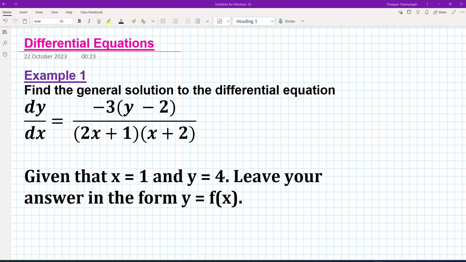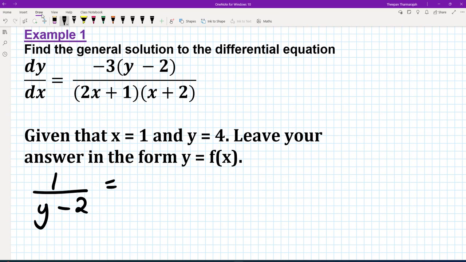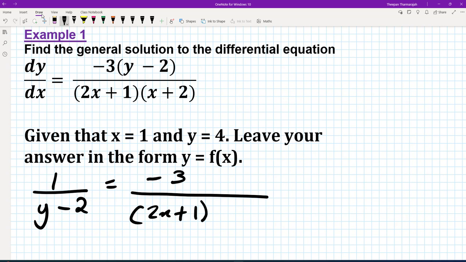Now the next type involves again separating differential equations by separating variables, but it's going to involve a partial fraction. So let's first of all separate them. And minus 2 equals minus 3 over 2x plus 1 times x plus 2.